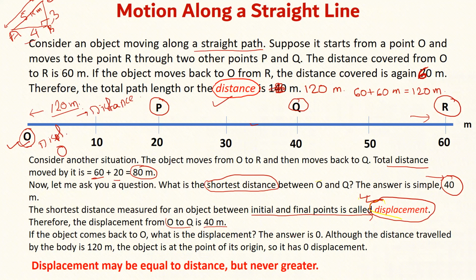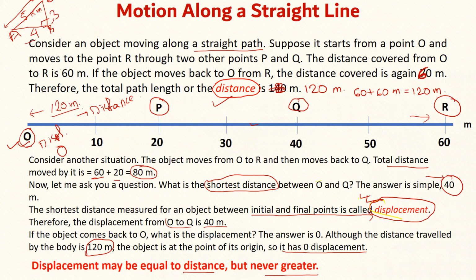Okay, so the same thing has been written here. So 0 is the displacement if the object returns back to point O, but the distance would be 60 plus 60, it will be 120 meters. So finally, what can we conclude about distance and displacement? Distance may be equal to displacement, but never greater. Displacement can never be greater than the distance covered by an object.